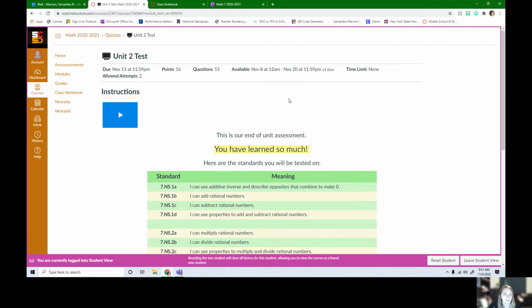But that's it. So make sure you're logging onto your Teams meeting if you're at home so that you can get your help and your directions for the test. When you're done with the test, we're done with Unit 2. You can kind of organize your stuff for Unit 2. Paperclip it in your binder if you have a binder and kind of keep it to the side. We're going to start Unit 3 on our next class day.